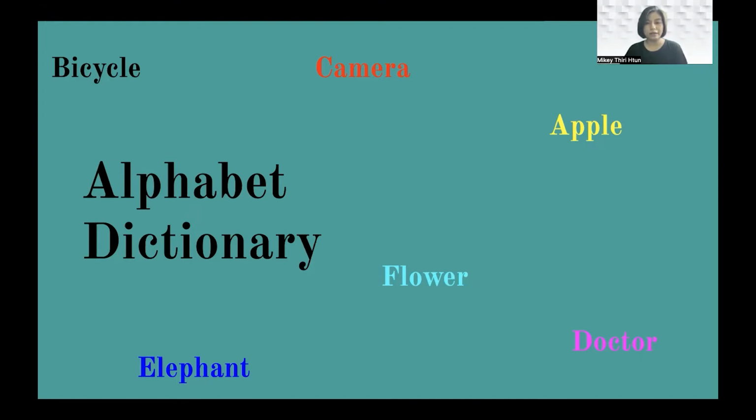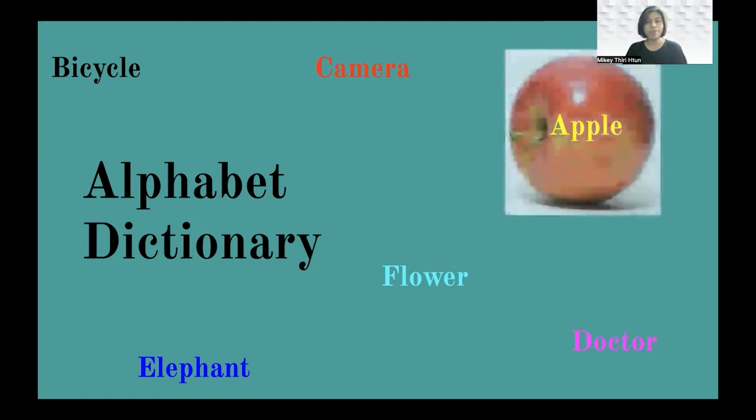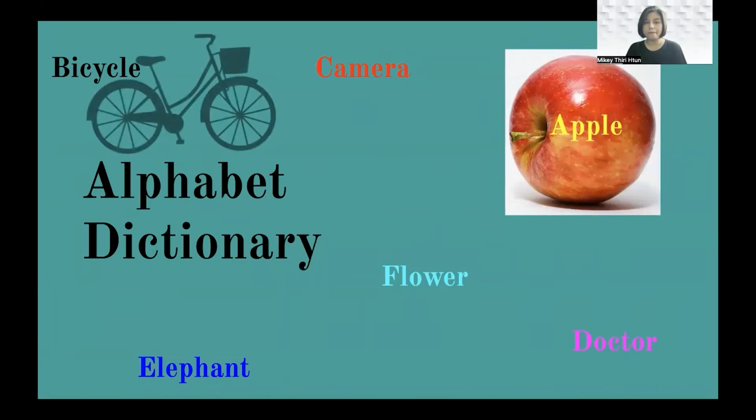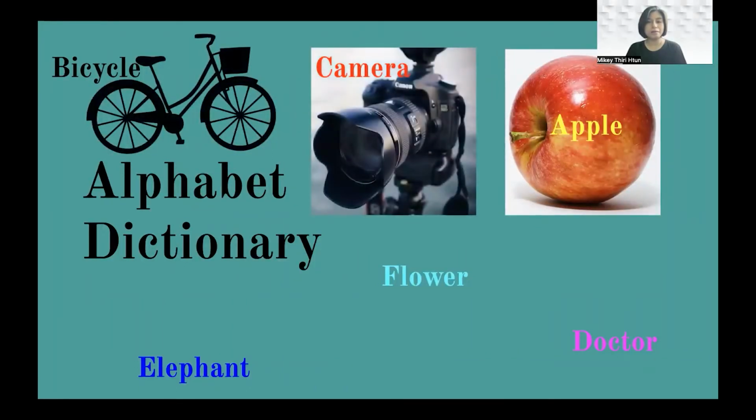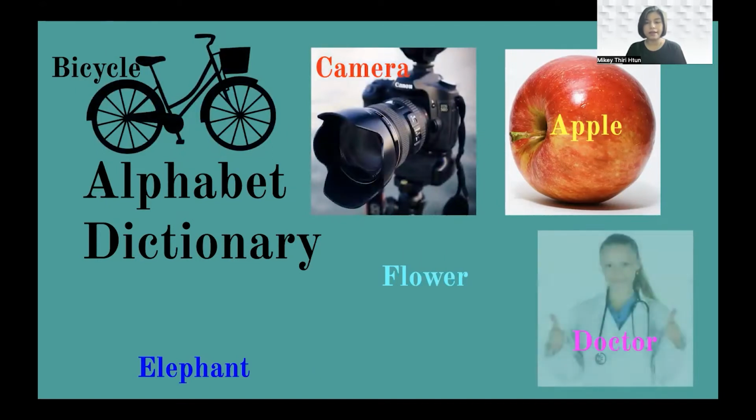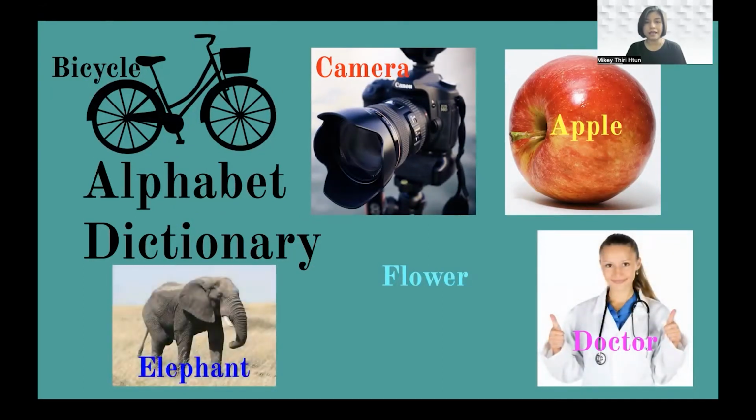So let's start now. A for apple, and this is apple, and apple is a kind of fruit. And B for bicycle. Bicycle is a transportation. And C for camera. Camera is an electronic device. And D for doctor. Doctor is a professional job. And E for elephant. Elephant is an animal.